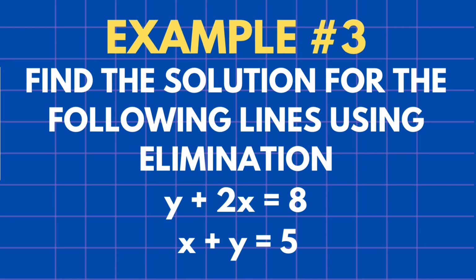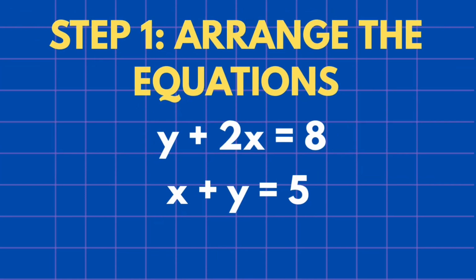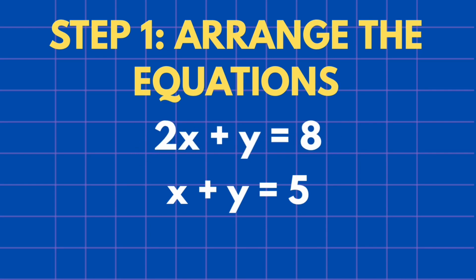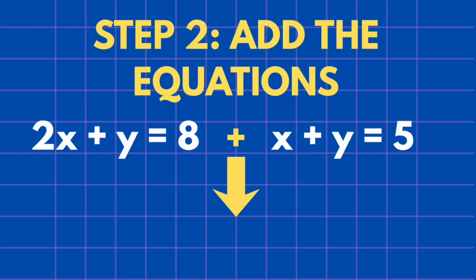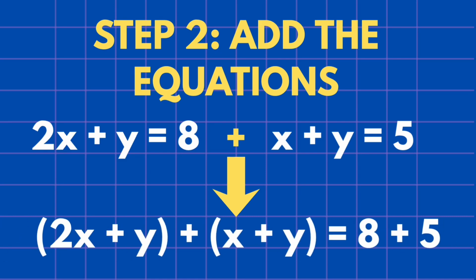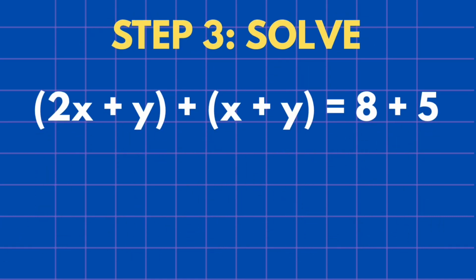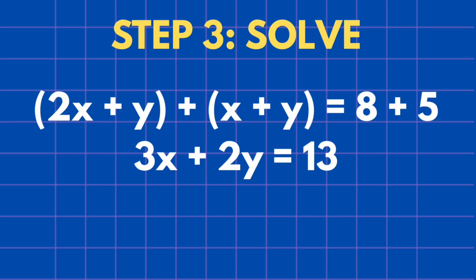Step 1. Arrange the equations. We can rearrange the equations to line up like terms. Step 2. Add. We can add both equations together to get y plus 2x plus x plus y equals 8 plus 5. Step 3. Solve. This time, both y values are positive. If we add them together, they become 2y. Nothing disappears. So before adding, we need to create opposite terms.